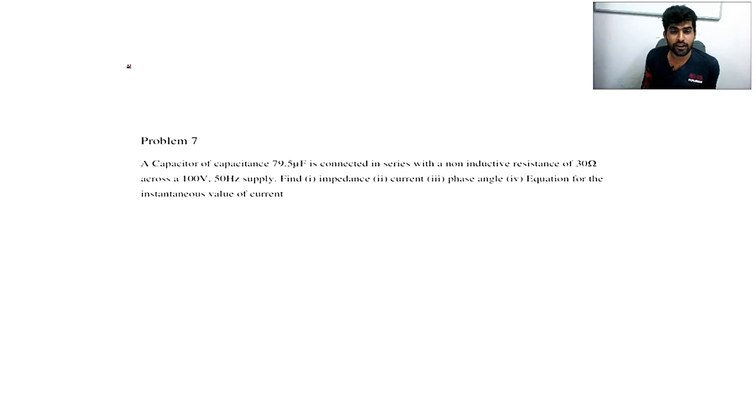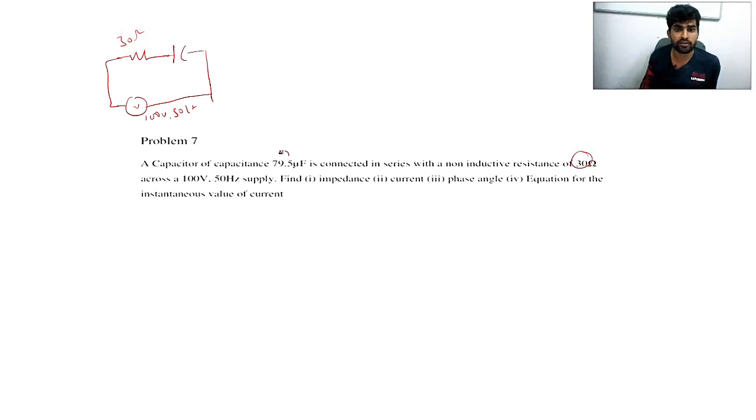Next problem: a capacitor of capacitance 79.5 microfarad is connected in series with a non-inductive resistance of 30 ohm across a 100 volts 50 hertz supply. See the problem properly. It's an RC circuit. R and then C are in series, right? So the supply voltage is 100, 50 hertz. What about R value? R value is given as 30 ohm.